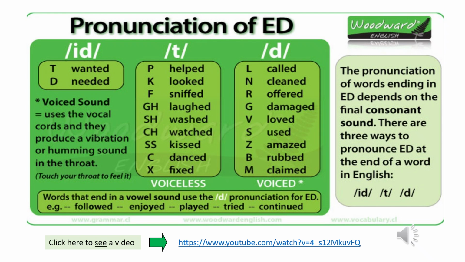Looking at id: wanted, needed. Those end in id. The voiced sound uses the vocal cords, and they produce a vibration or humming sound in the throat. You can touch your throat to feel it vibrating.